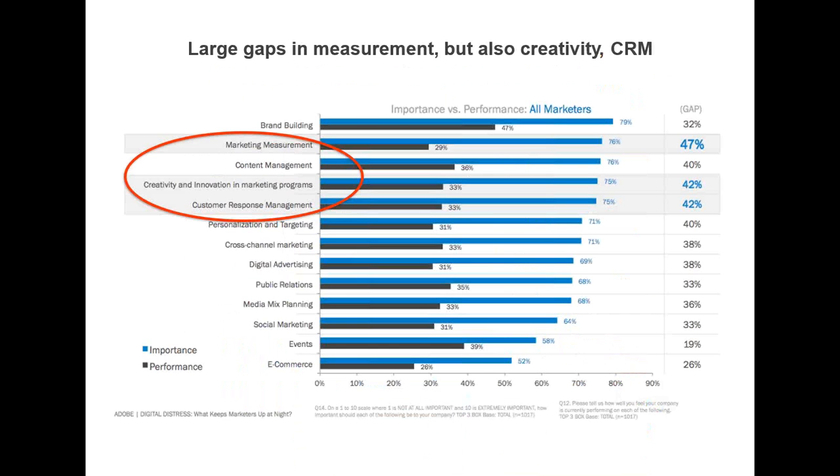But according to Gartner, there is a huge gap between how important marketing is and how well they are performing. Brand building, for example, 79% of the surveyors knew it was important. 47% think they're actually performing it well. Measuring marketing effectiveness, 76% know it's important. Only 29% think they're actually doing it well. And the list goes on. You can read right through this list. The bottom line is that measuring performance is important, and companies just aren't doing it well.